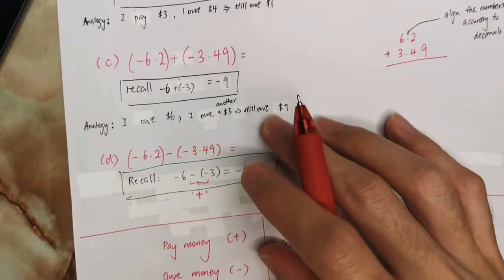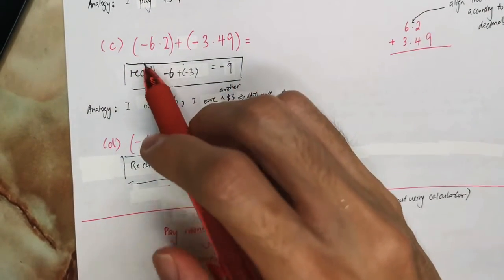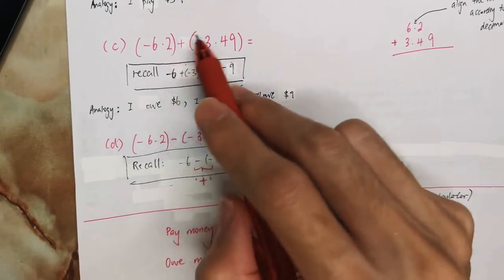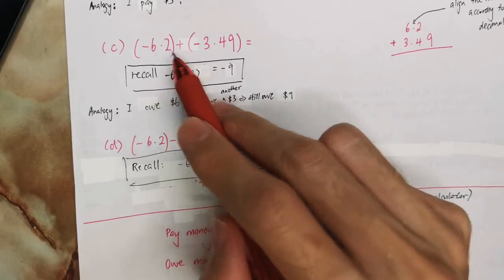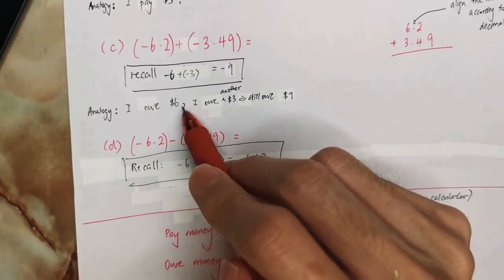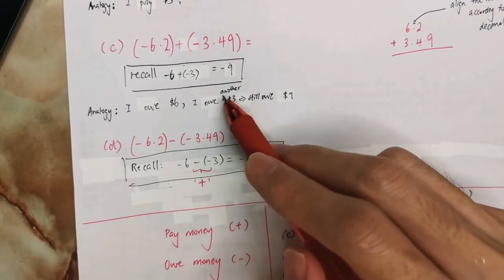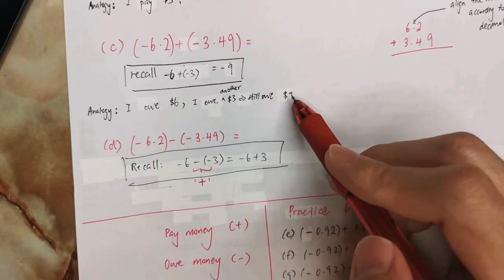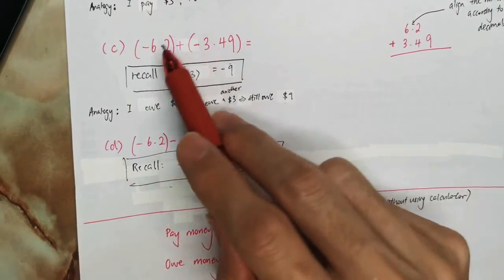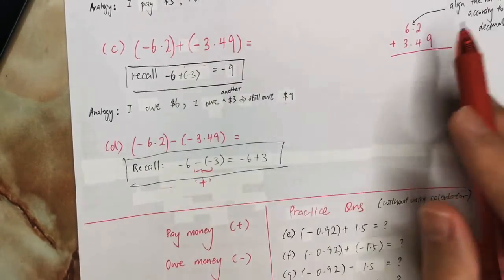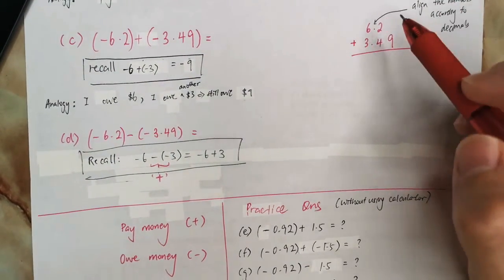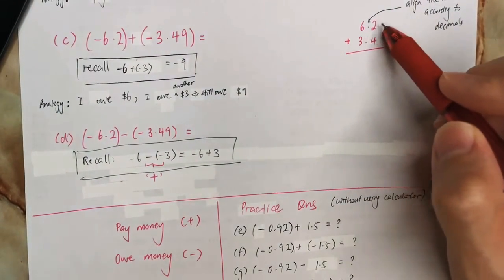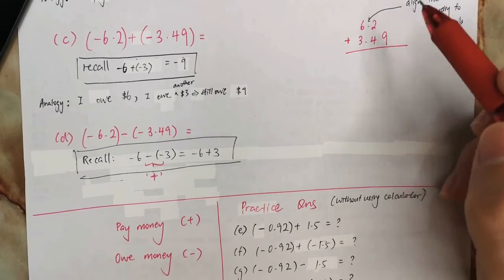Let's look at the next example. Now I have two negative numbers. In this case, I know that if I owe a person $6 and I owe the person again $3 more, I will owe a total of $9 together. So we are adding up these two negative numbers. To find the total negative number, let's add them up together and align them according to the decimal place.